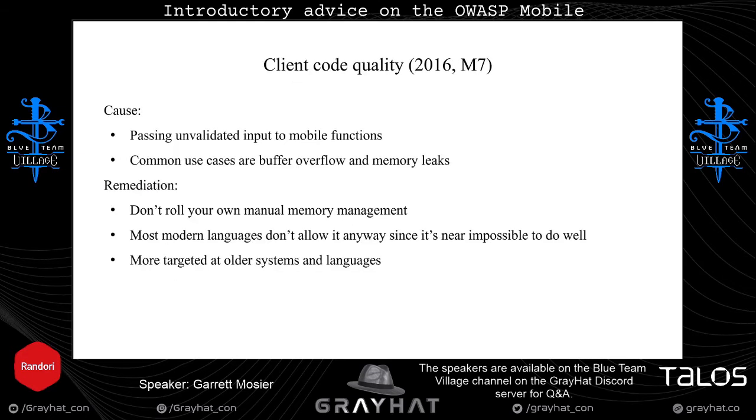Next up, we're going to be talking about client code quality, which was number 7 on the 2016 list for mobile OWASP. And this is going to be passing unvalidated input to mobile functions. The primary use cases they talk about in the list itself are buffer overflow and memory leaks. I'm hoping this is largely because this is an older list, so about 4 years old, and a lot of these issues have been solved through more modern languages like Swift.